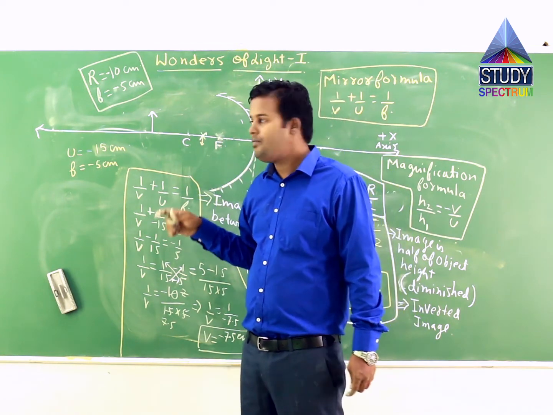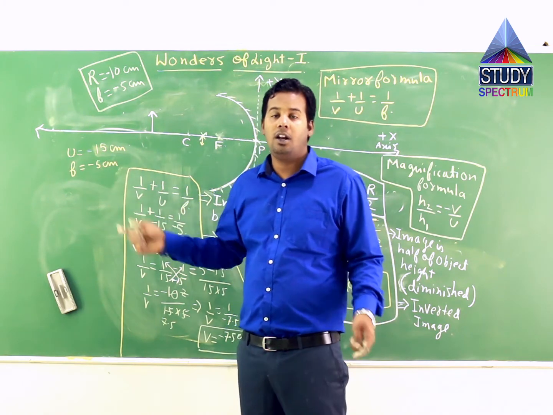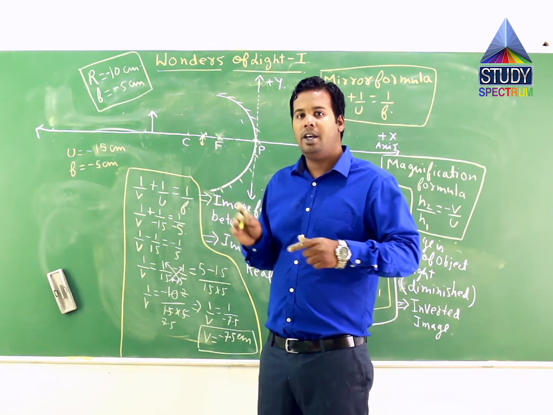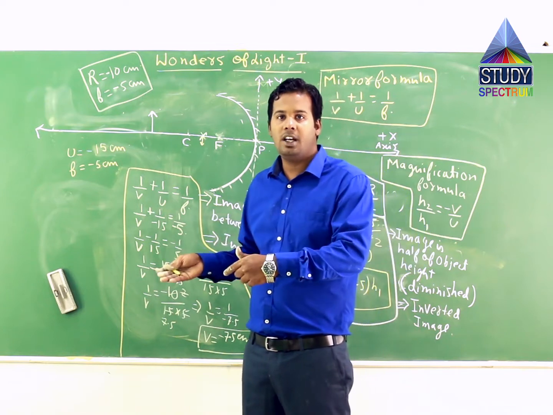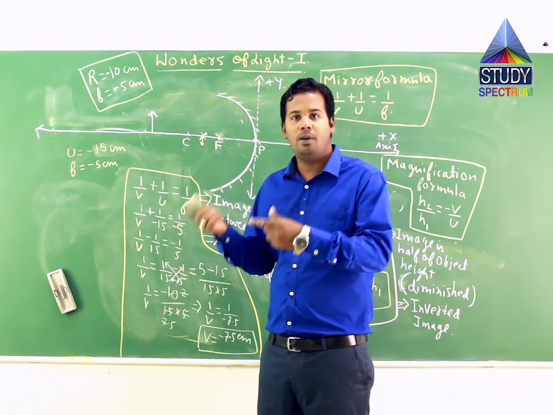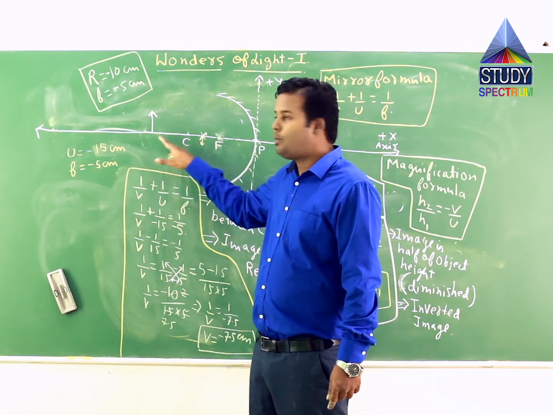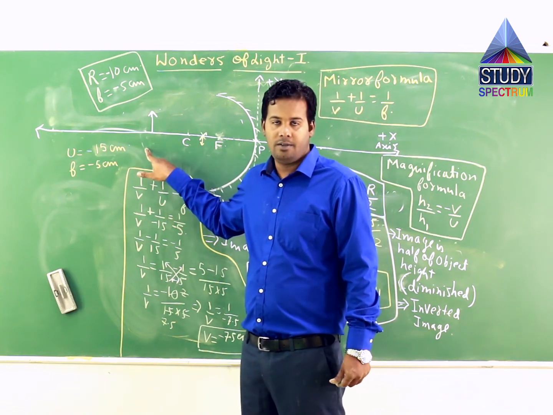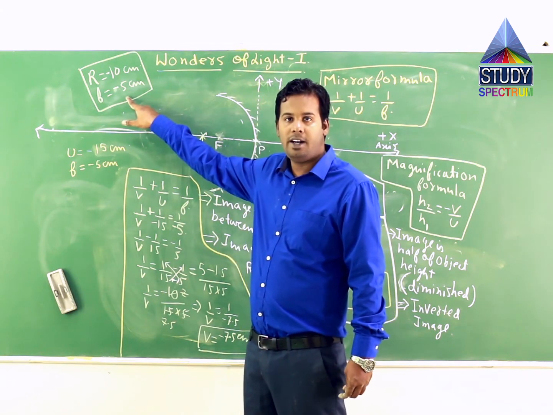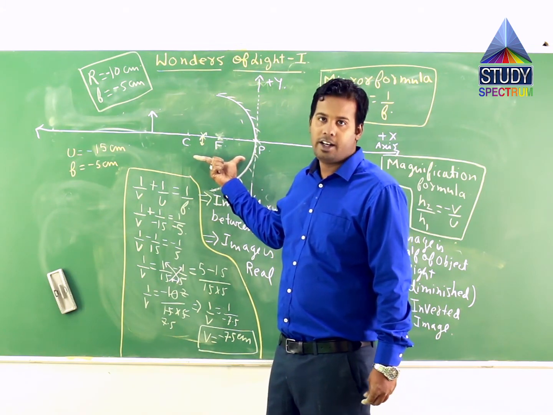I hope you have understood this particular case where the object is placed beyond the center of curvature. Since it is beyond the center of curvature, I have taken the value of u as minus 15 centimeter. Let me remind you, we are trying to solve questions based on theory where data has not been given, but still the question asks what is the nature of the image, where it has been formed, etc. For all those theoretical questions, every time we are considering the radius as minus 10 centimeter. Why minus 10? Because the center of curvature is lying on the negative x-axis.